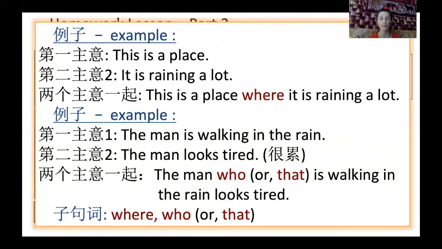Another example. The man is walking in the rain. You see a man walking in the rain in the picture. The man looks tired, 很累. So, 两个注意一起. The man who, we could use the word that, but who is better? The man who is walking in the rain looks tired. So in these sentences, the 此助词 are where and who. As I said, or that.